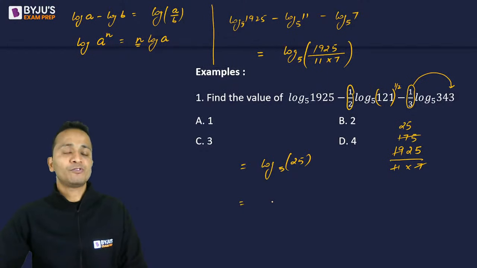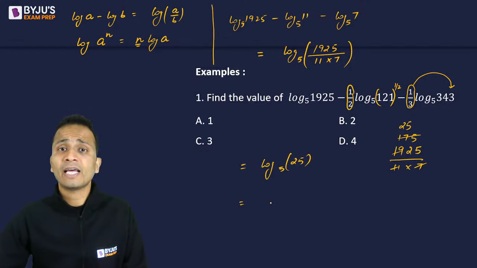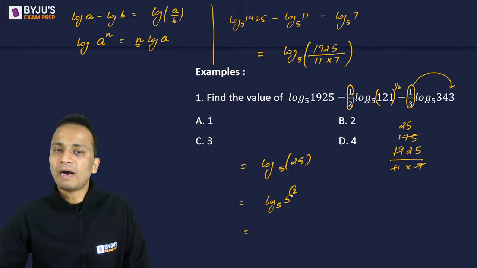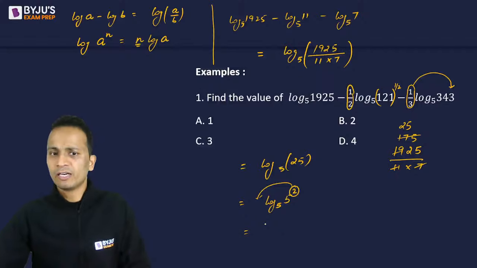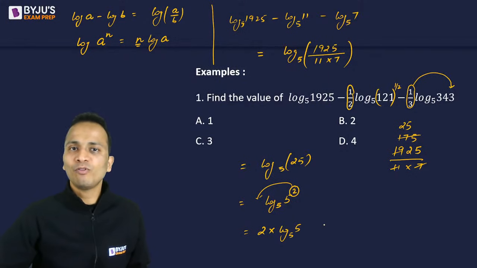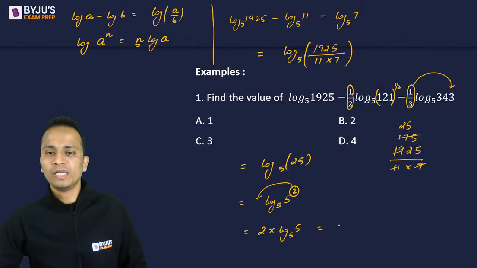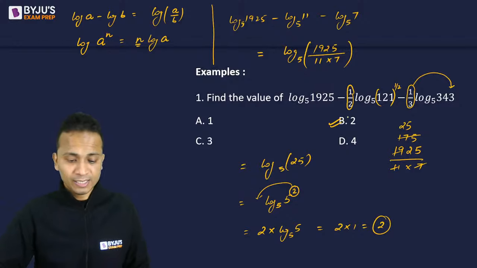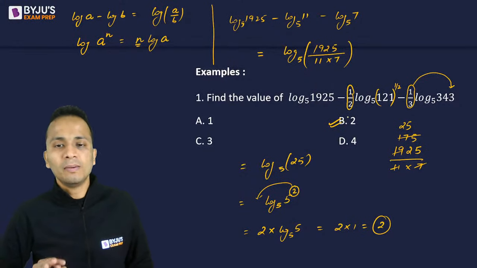अब 25 को कैसे लिख सकते हैं? I can write it as 5 square. So it will become log of 5 square to the base 5. And the power of 5 will come in front and will get multiplied. So it will become twice of log of 5 to the base 5. Now what is the value of log of 5 to the base 5? It is equal to 1. So the final answer will be 2 into 1, and it is equal to 2. So the correct answer in this case will be option B.